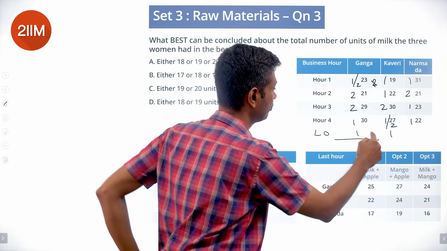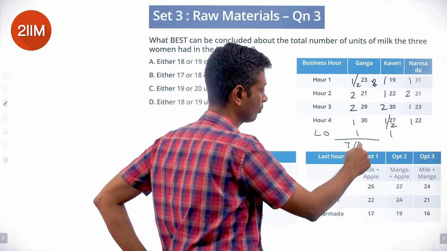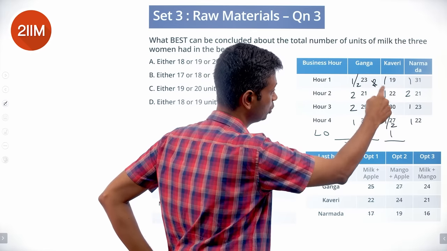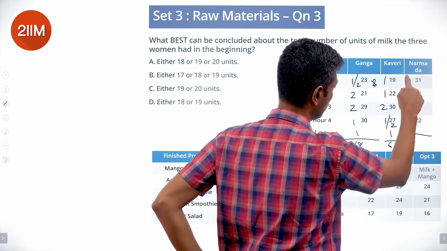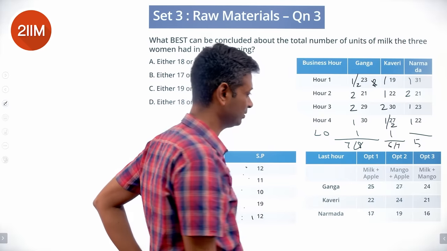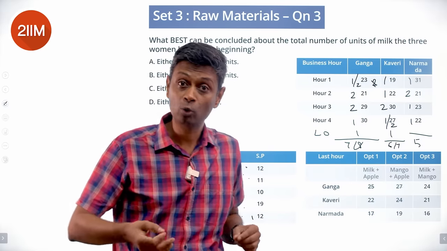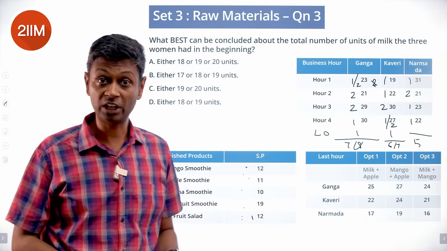We add all of this up. 1 plus 1, 2, 4, 6, 7 or 8. Add all of this up. 1 plus 1, 2, 4, 5, 6, 6 or 7. And this is 1, 3, 4, 5. 7 plus 6 plus 5 is 18, and then there could be one more or two more. 18, 19 or 20. Absolutely brilliant question, super challenging.